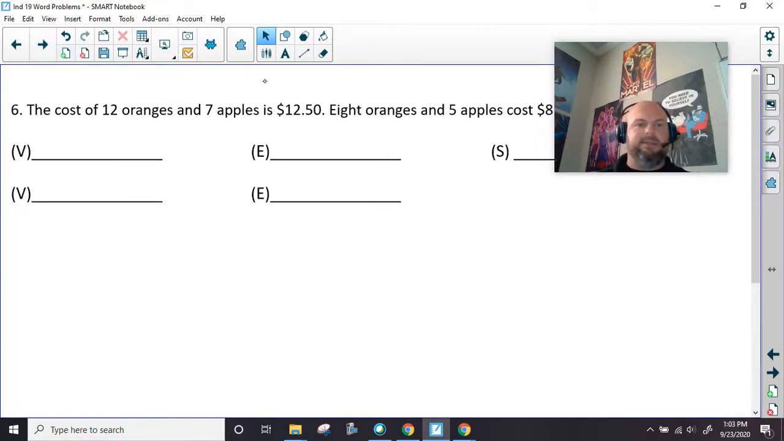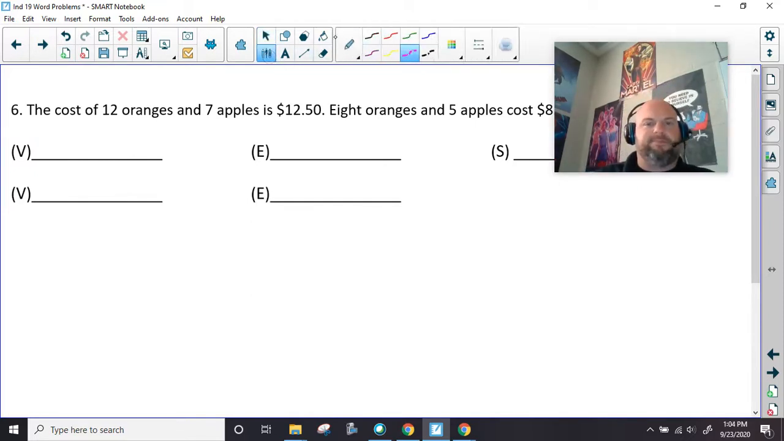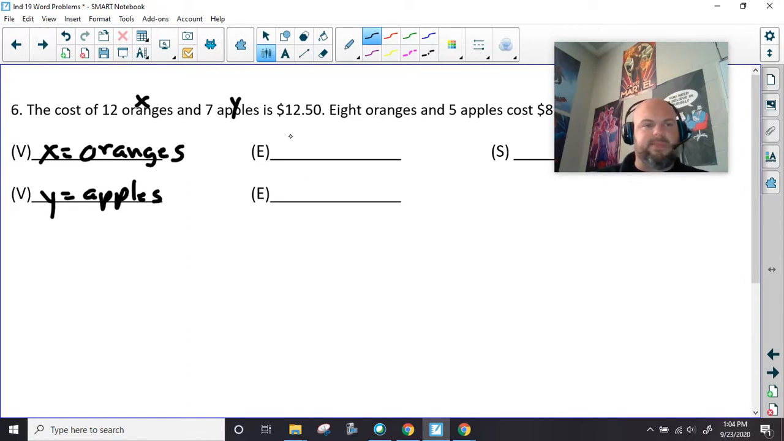Okay, yes, 6. Set up 6, but don't solve it. That's yours. The cost of 12 oranges and 7 apples is this. Well, look at that. It almost writes itself. X is oranges. Y is apples. So 12x plus 7y equals $12.50.